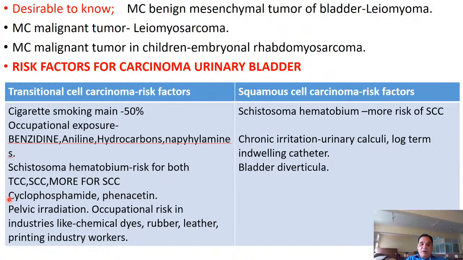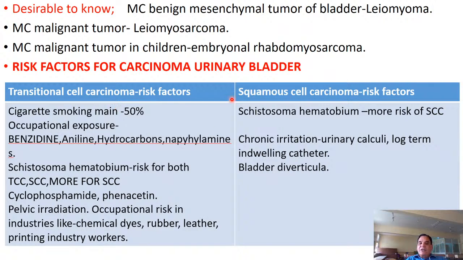So this drug, cyclophosphamide, the question has come on this. What does it say? Ideally cyclophosphamide is an anti-malignancy drug. It is a chemotherapeutic drug. But this drug also can cause carcinoma of the bladder. You must write down this. Other causes: pelvic irradiation, industries like chemical industry, dyes, rubber, leather, and printing industry, where all these types of dyes are used. This is regarding TCC.